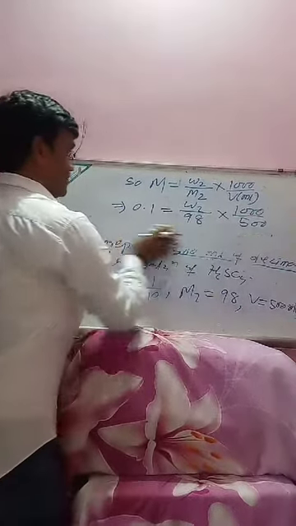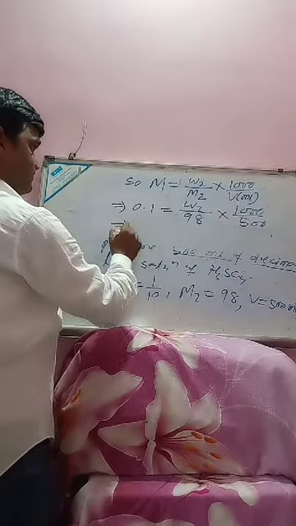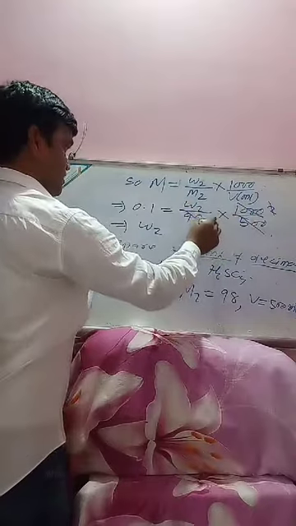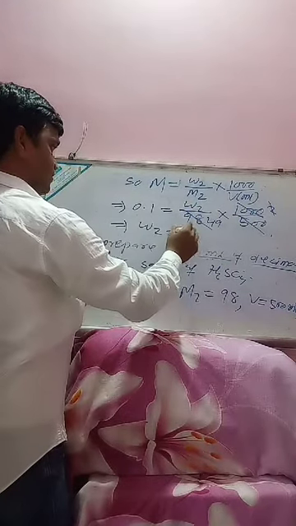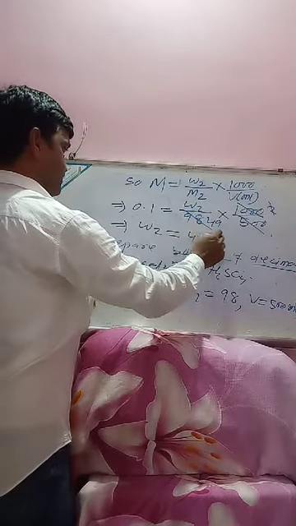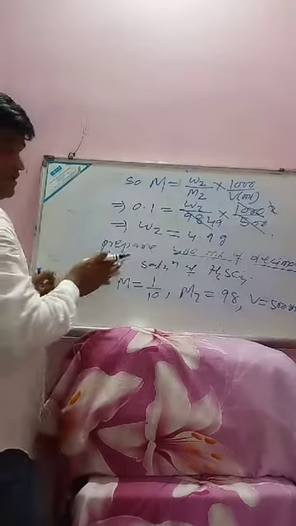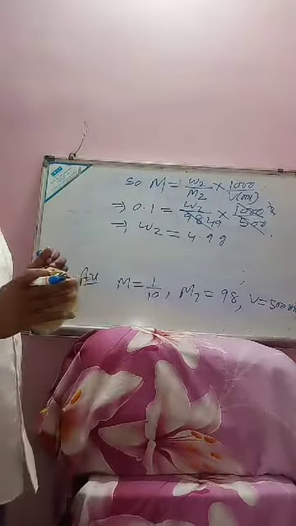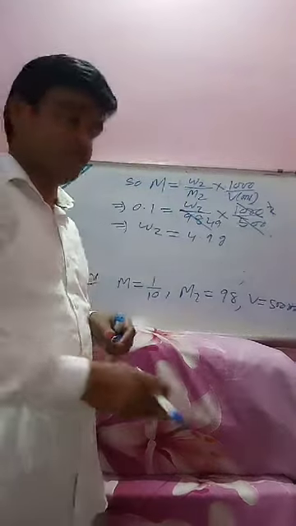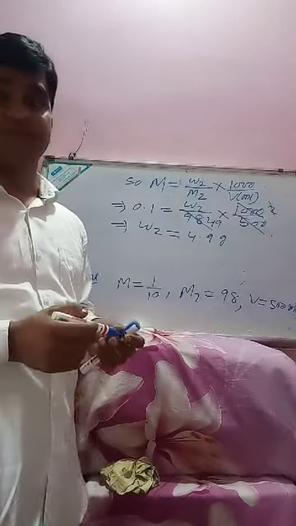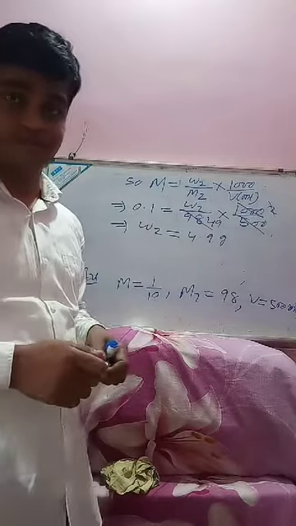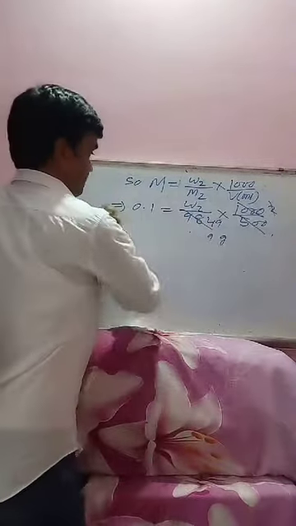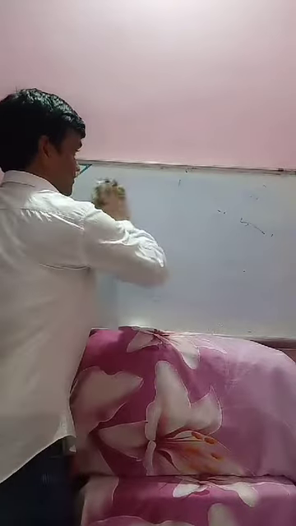Then W2 is 4.9 gram. 4.9 gram of H2SO4 is required to prepare 500 milliliter of a decimolar solution of sulfuric acid. Okay. Next point is your molality.